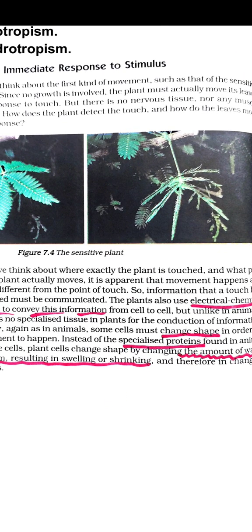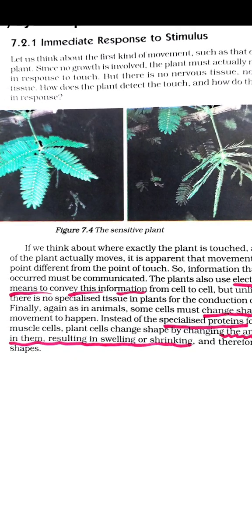And even the nervous system and the hormonal system is involved in the animal's movement or the stimulus response theory. But in plants, like sensitive plant, only the cells which absorb the water or lose the water bring about the movement in the body.